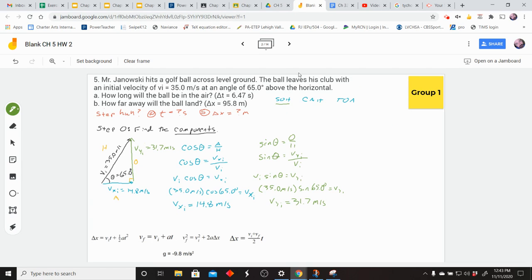All right, now let's do a quick mini step. See if this makes sense. If I look at my triangle, H is the hypotenuse. That has to be the large side. Which side is medium and which side is small? O is medium, A is small. Does that match my numbers? Yeah, 35 is my largest number, 31.7 is my medium number, and 14.8 is my smallest number. So that gives me a good check that I've done my trig correctly. I picked the right thing, put it in the right order.